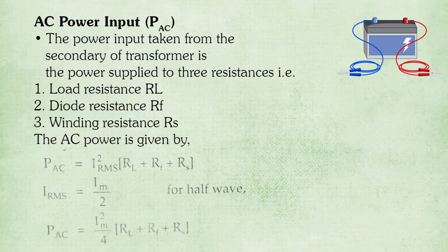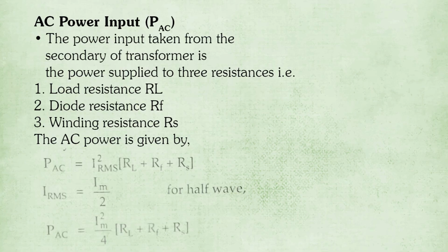Now, the value of IRMS we have already found out, which came to be Im by 2 for the half wave rectifier. So, the final value of AC power input will be Im square upon 4 multiplied by RL plus RF plus RS. Now, the most important factor of the half wave rectifier is the rectifier efficiency.